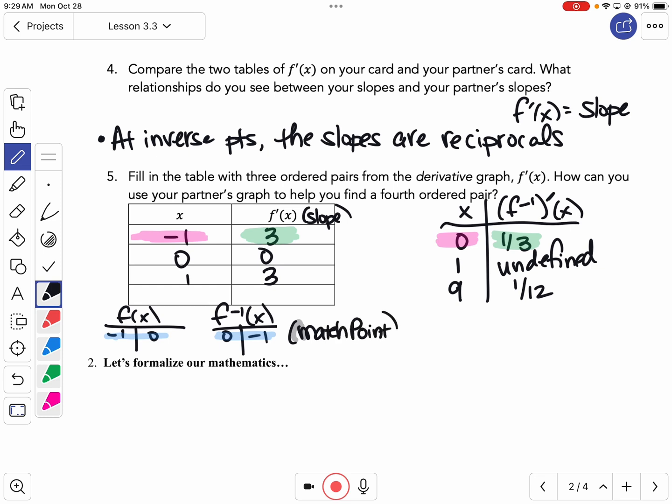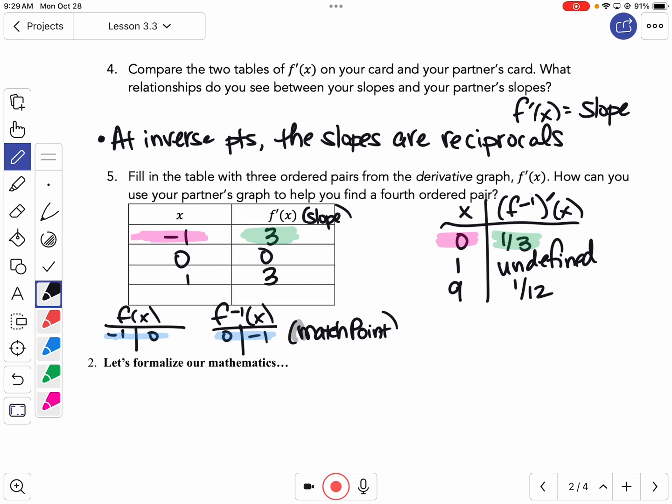The x values can't be the same because they're on inverse graphs. So the x's and y's have to change. What is the y in my original is the x in my inverse. They are inverse points. They match inversely. And so when I can do that, I can see that their derivatives are reciprocals of each other.